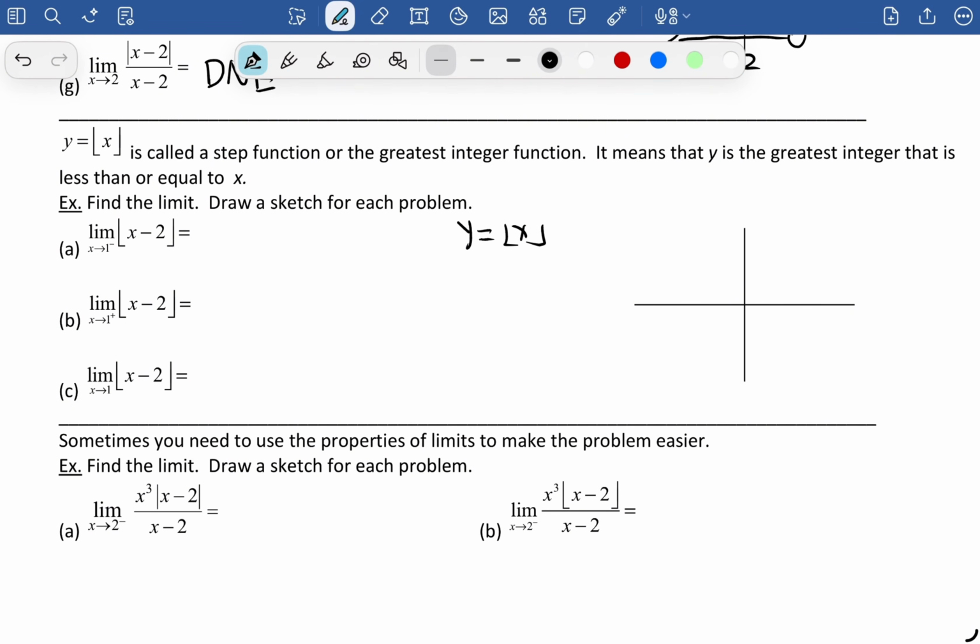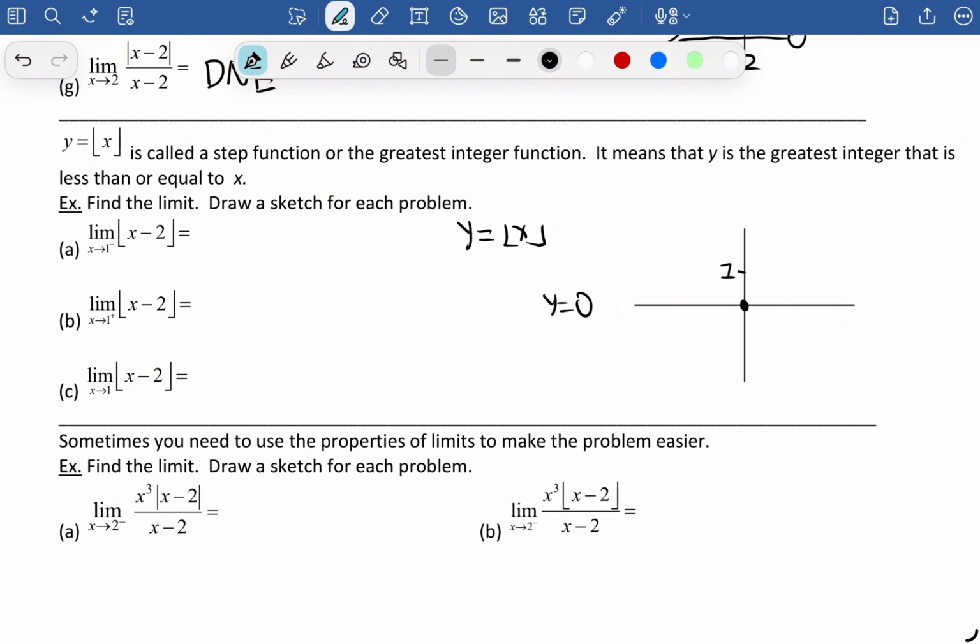The way we can graph this function is by looking at different intervals. First of all, when y equals 0, what does that look like? When x equals 0, y is 0, right? So we have to put a closed dot over here because it can be equal to 0. And when x is 0.1 or 0.5, all the way up to 0.99999, it's still 0. But when x equals 1, it's no longer 0. It's going to be 1.